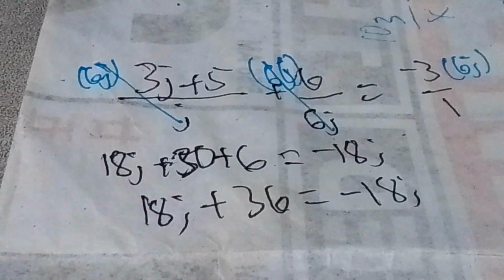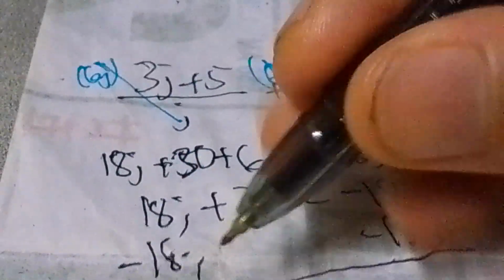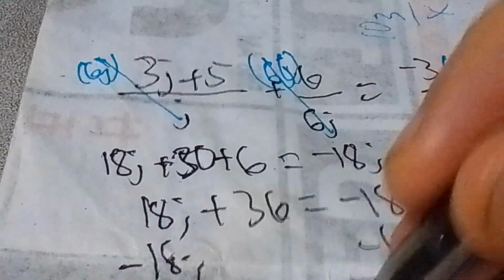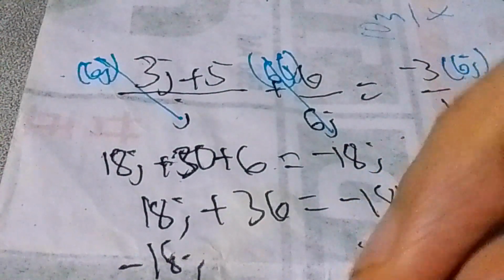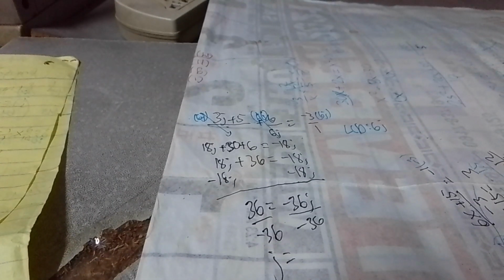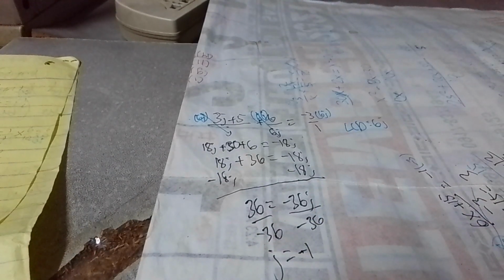Take note, what we need to do is add negative 18j to both sides of the equation to keep it balanced. And then all we have now is 36 is equivalent to negative 36j. Dividing both sides by negative 36, therefore, j is equivalent to negative 1.